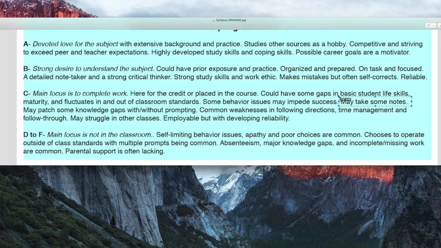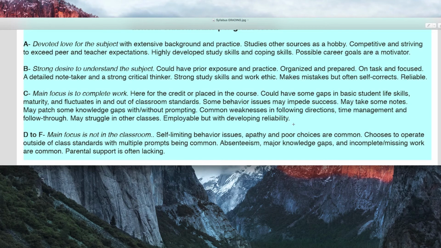Maybe they take some notes, or when they do, their notes might not be effective. C-level students sometimes could patch knowledge gaps with or without prompting. Most times it's with prompting. I have to tell students to go get the knowledge. They can't do it on their own. Common weaknesses are following directions, time management, and follow-through. C-level students often struggle in other classes besides mine.